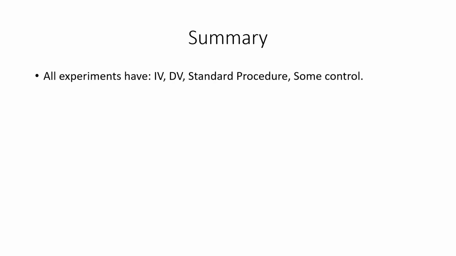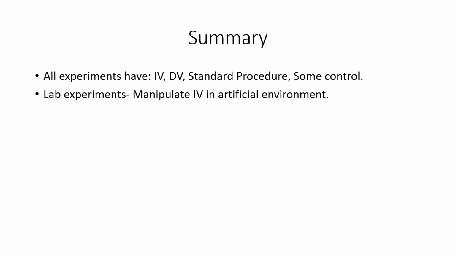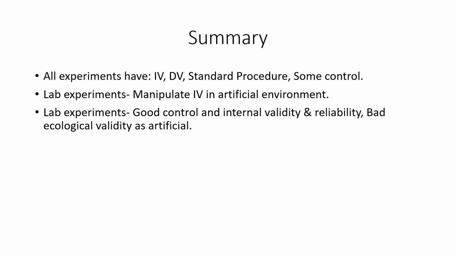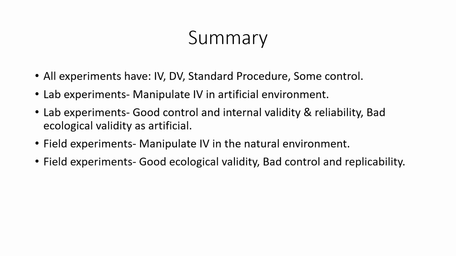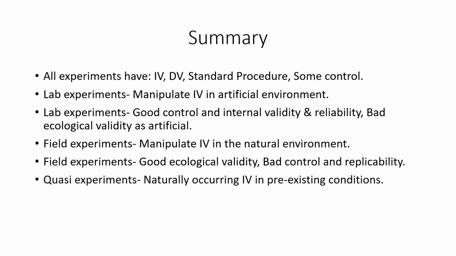So, as a bit of a summary, all experiments have an IV-DV procedure and some sort of control, but they vary in those. In lab experiments, you manipulate the independent variable in a really controlled but artificial environment. They've got really good control, really good internal validity and reliability, but bad external validity, as it's quite artificial. In field experiments, you manipulate the independent variable in a natural environment. They have good ecological validity, so the environment's more natural, but your control and therefore your replicability may be reduced.